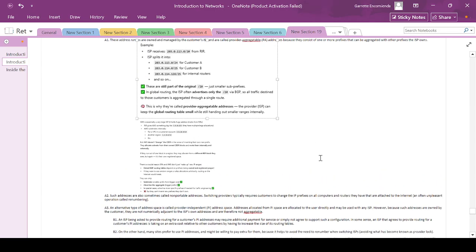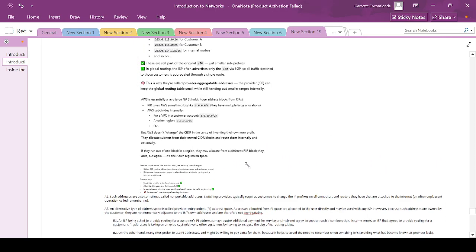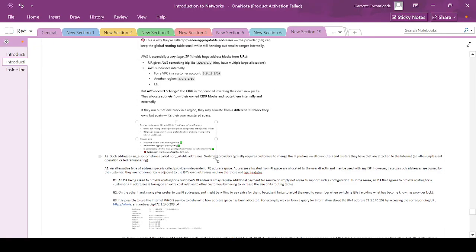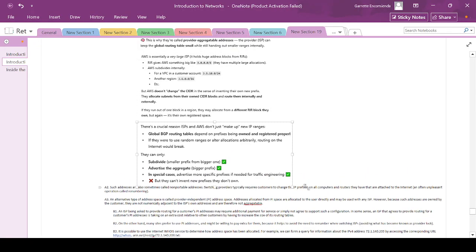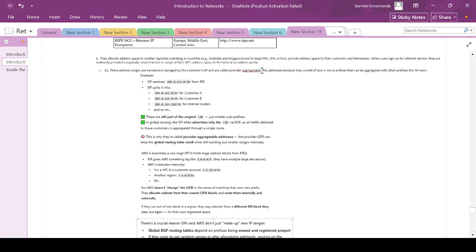So what do we mean by provider aggregatable addresses? Because they consist of one or more prefixes that can be aggregated with other prefixes the ISP owns. Example: an ISP receives 203.0.113.0/20 from the RIR.